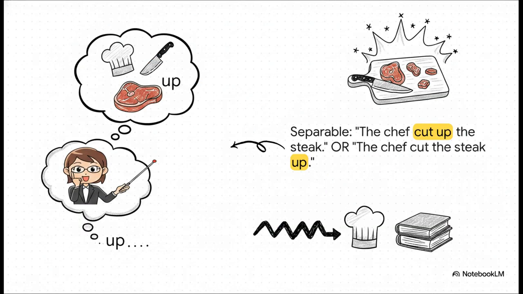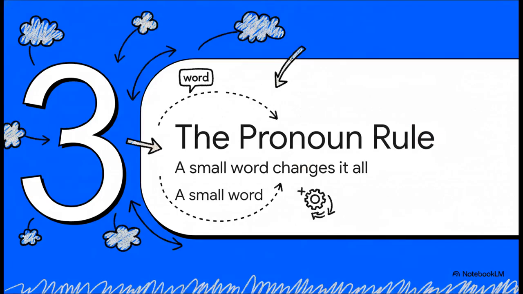But now, check this out. With a separable verb like cut up, you've got options. You can say, the chef cut up the steak, easy enough. Or, and this is the cool part, you can split it. The chef cut the steak up. Both are totally 100% correct. You get to choose. All right, you're doing awesome. You've got the whole separable versus inseparable thing down. But there is one tiny critical rule for those separable verbs that's a total game changer for sounding natural.